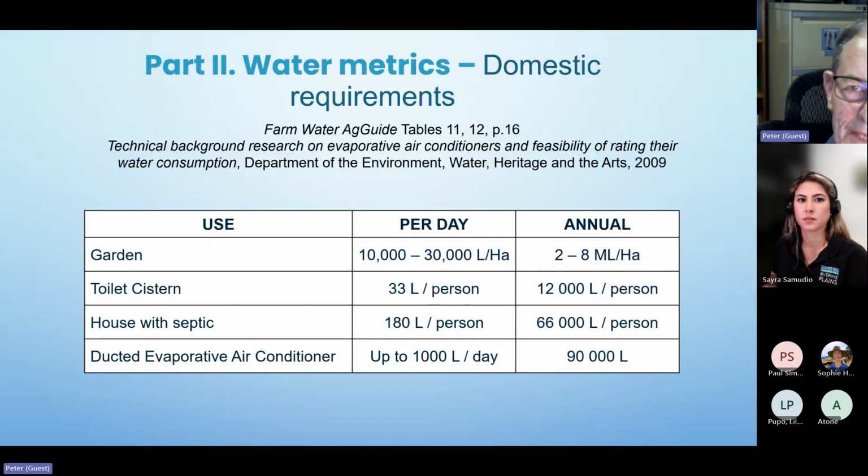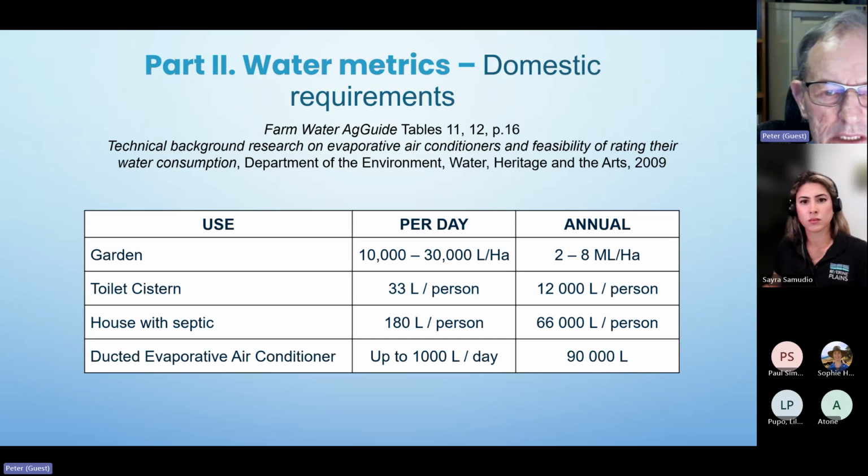The next step is to consider your domestic requirements. Usually domestic water comes from the same water supply, or commonly the same water supply, as the livestock. And so you need to make an estimate of that usage because, again, if you're using it, then the stock can't drink it. And here are some estimates that come from the Farm Water Ag Guide, and the evaporative air conditioner figure comes from the Department of Environment publication some years ago.